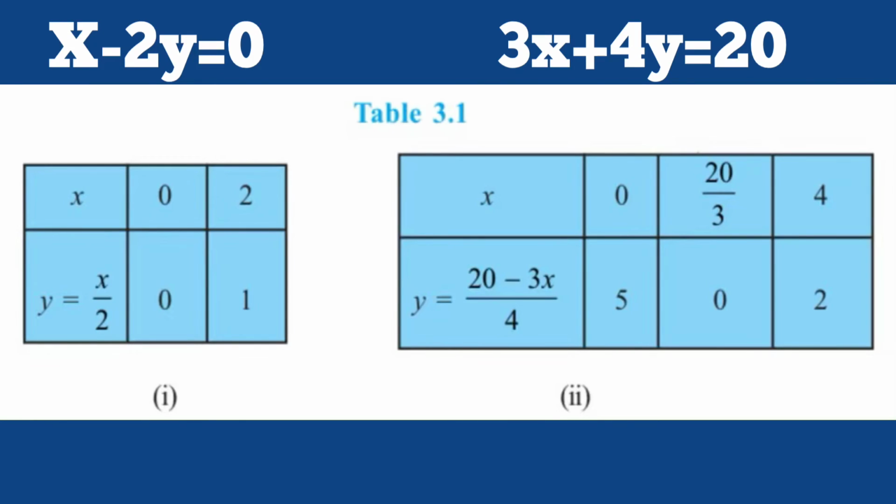The second equation was 3x plus 4y is equal to 20. From this we can obtain y as 20 minus 3x by 4. Now we will take values of x and find the corresponding values of y. Taking x is equal to 0, we get y is equal to 20 minus 3 into 0 by 4, that is 20 minus 0 by 4, that is 20 by 4, which is equal to 5. And if we take x is equal to 4, we get y is equal to 20 minus 3 into 4 by 4, that is 20 minus 12 by 4, that is 8 by 4, which is equal to 2. So the coordinates for the second equation are 0, 5 and 4, 2.